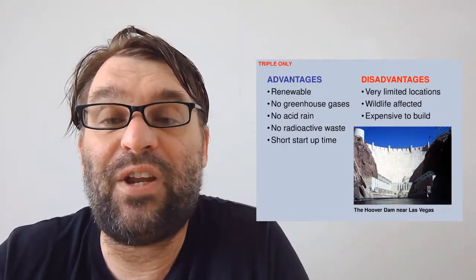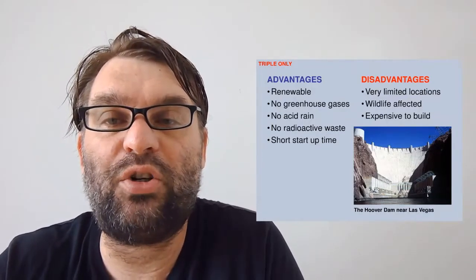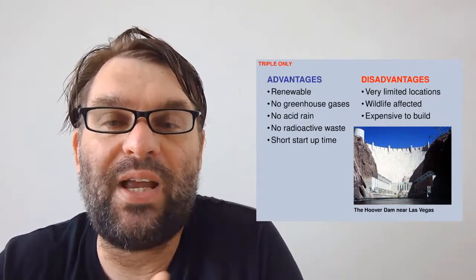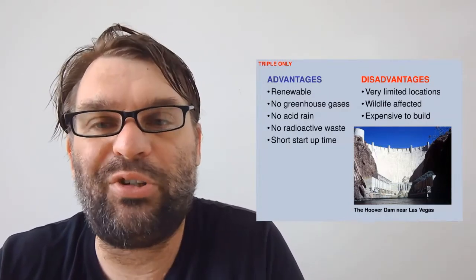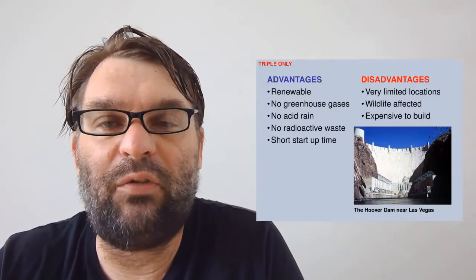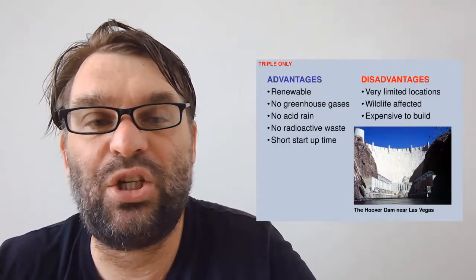You basically have to have an area with lots of rainfall. For example, there's quite a lot of hydroelectric dams in Borneo because it rains a lot there. You're going to destroy the environment a little bit, or a lot, because you're going to flood river plains, so it's going to affect the wildlife, and it's quite expensive to actually initially build.